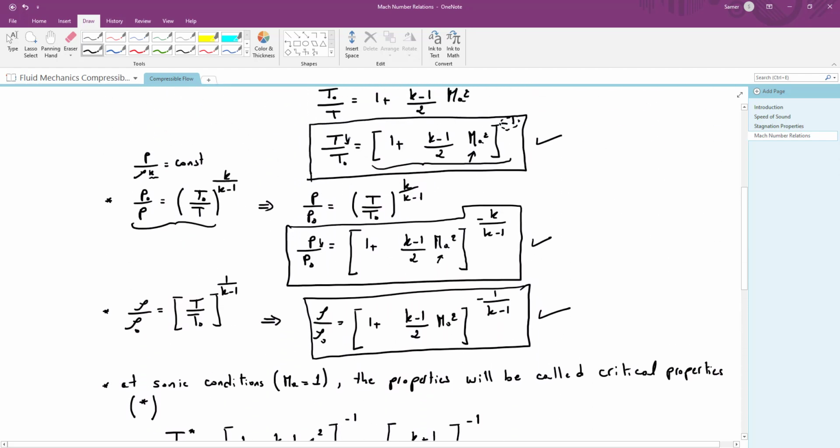Now, you can use these relationships. For example, if you know the value of the Mach number, you can calculate all the properties, the temperature, the pressure, and the density, by simply substituting the value of the Mach number. However, let's say you have the opposite problem. Let's say you know the property, the temperature, for example, and you need to find the Mach number. So you need to do some extra manipulation on this equation to solve for the Mach number given the properties. However, what I prefer to do is to use tables.